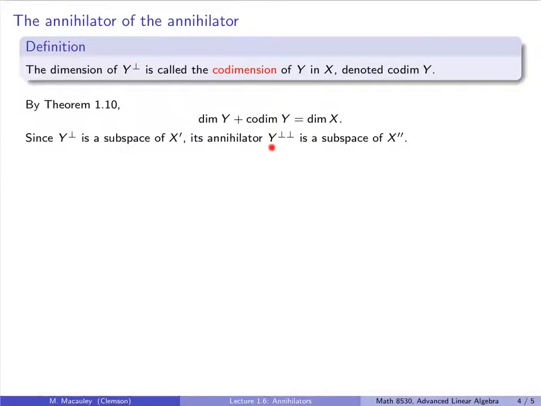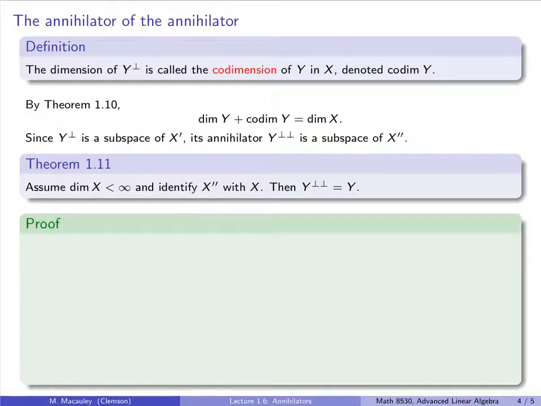Now, since the annihilator is a subspace of the dual, the annihilator of the annihilator, which we will write as y double perp, is a subspace of the double dual. The next result says that if x is finite dimensional and we canonically identify the double dual with x itself as we usually do, then y double perp is just the subspace y itself. And if you're thinking about things as orthogonal complements, this makes sense. The complement of the complement is the space itself.